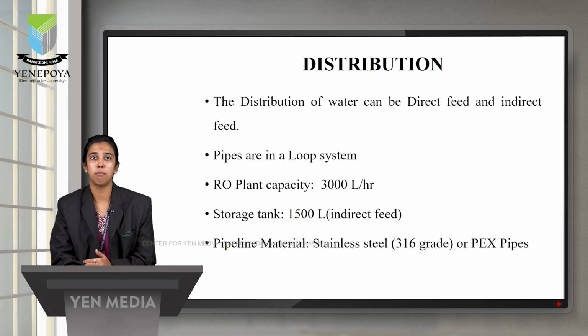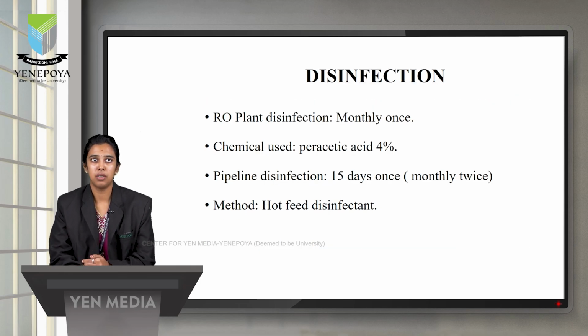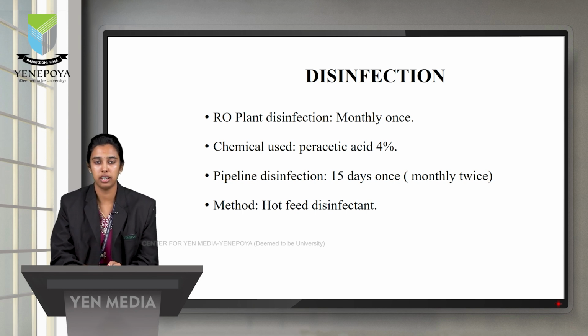Then the RO plant capacity is 3000 liters per hour. The pipeline material should be stainless steel or PEX pipes. Next, the disinfection process. The RO plant should be disinfected once a month, and the chemical used is 4% peracetic acid. The pipeline distribution is disinfected once in 15 days, that is, twice a month. Hot feed disinfection can also be done as a method.